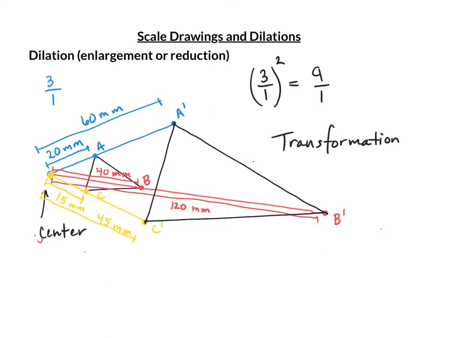A dilation is an example of a transformation. Some other transformations are rotation, reflection, translation. Don't confuse translation with transformation. And we'll talk about those in chapter 12. What I want you to know, though, is the original shape in a transformation is called the pre-image, meaning before, and the new shape is called the image, or the result of the transformation.